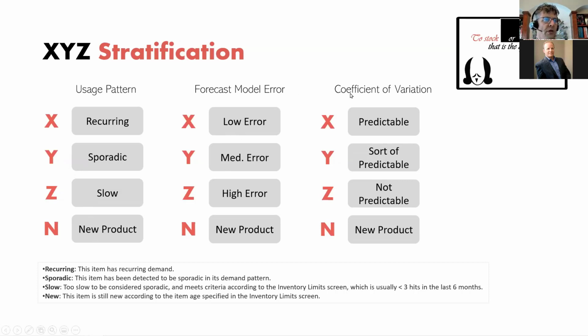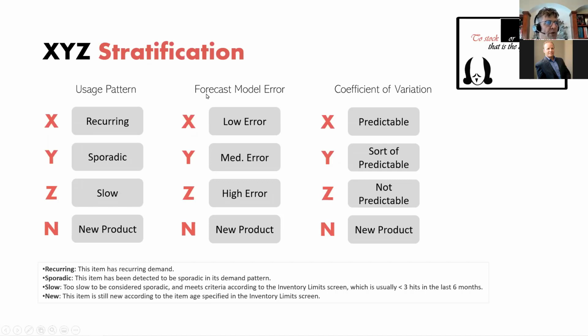Now, the other two are calculations that have to do with how well we predict the usage or the sales of an item. So for instance, forecast model error, the X is a very low forecast error, so we're good at forecasting these items. Y's are medium error, Z's are high error, and N is again new product. And then the coefficient of variation is a different mathematical calculation, but it's essentially trying to say the X in this case is very predictable. Again, we would probably have low forecast error. The Y is sort of predictable, and the Z is not that predictable at all.